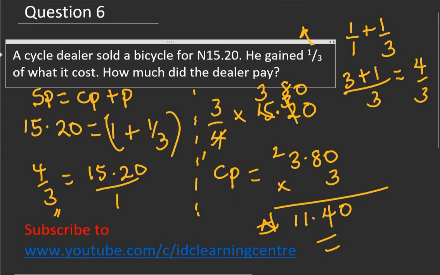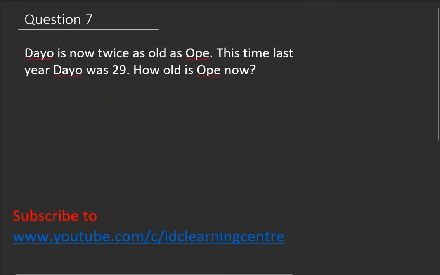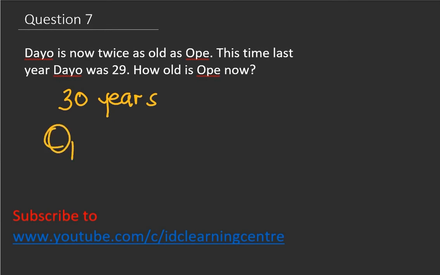Question 7. Dayo is now twice as old as Okwe. This time last year, Dayo was 29. How old is Okwe now? If Dayo was 29 this time last year, that means Dayo is 30 years now. Since the question says that Dayo is twice as old as Okwe, if Dayo is 30, that means Okwe will be half of Dayo's age, which is 15 years.